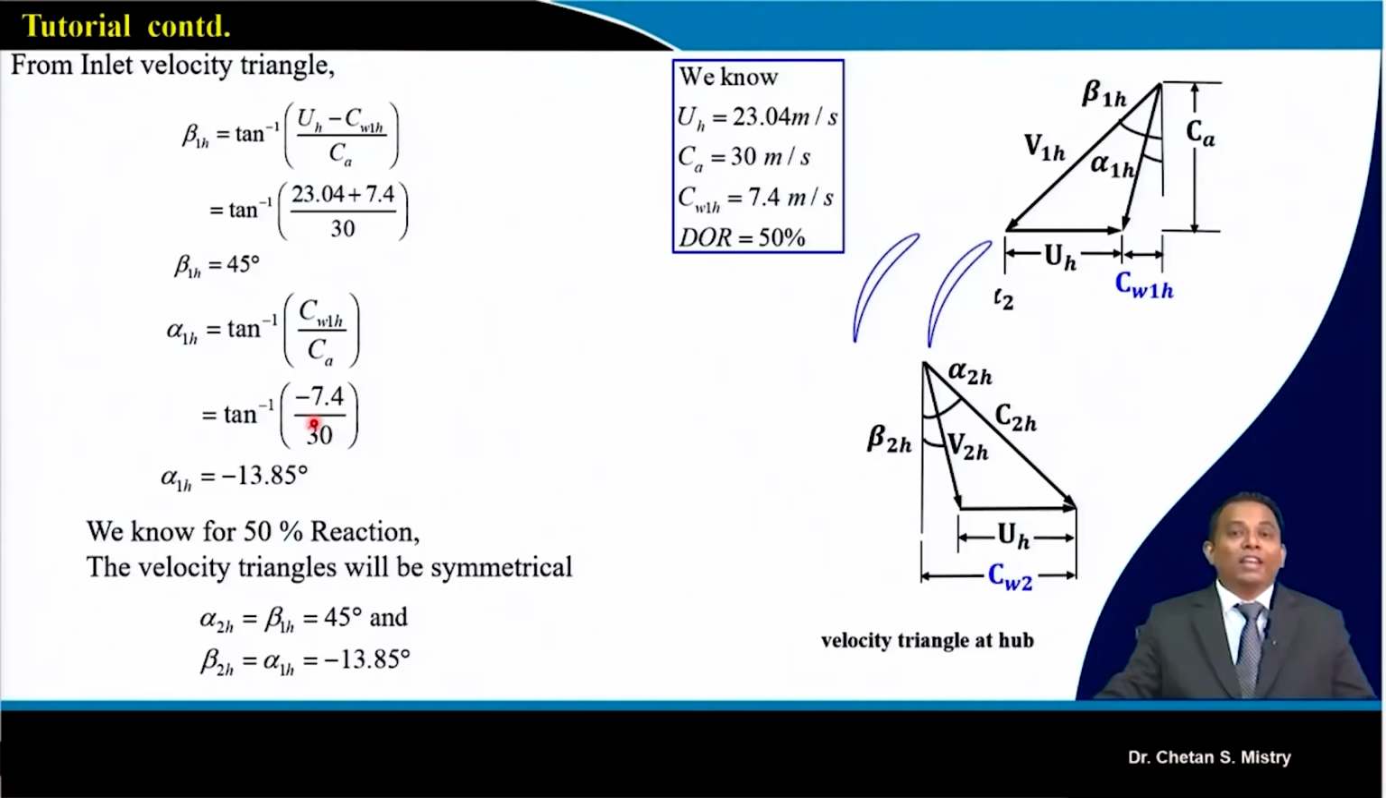Now, what design approach we are discussing? That's what is constant reaction design approach. So what it says, for 50% reaction, we will be having our blades to be symmetrical blade. So for symmetrical blade, what it says, my alpha 2 and beta 1, that's what is same, and my beta 2 and alpha 1, that's what is coming to be same. So you can say my alpha 2 and beta 1, that will be 45 degree, and my beta 2 and alpha 1, that's what is minus 13.85 degree.